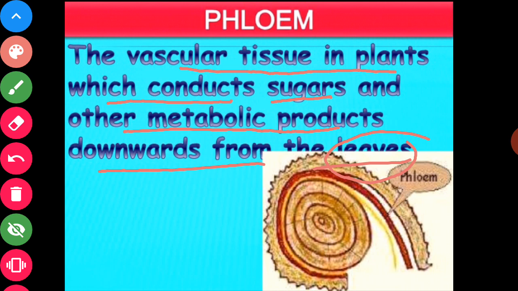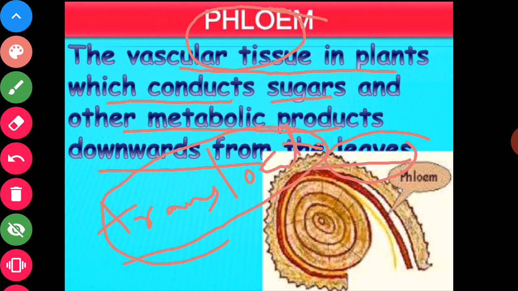Food is prepared by leaves by the process of photosynthesis. This food needs to be transported to various parts of the plant. For this purpose, plants have a special complex tissue, that is phloem, which takes food to different parts of the plant. The process of transportation of food from leaves to the other parts of the plant is called translocation.